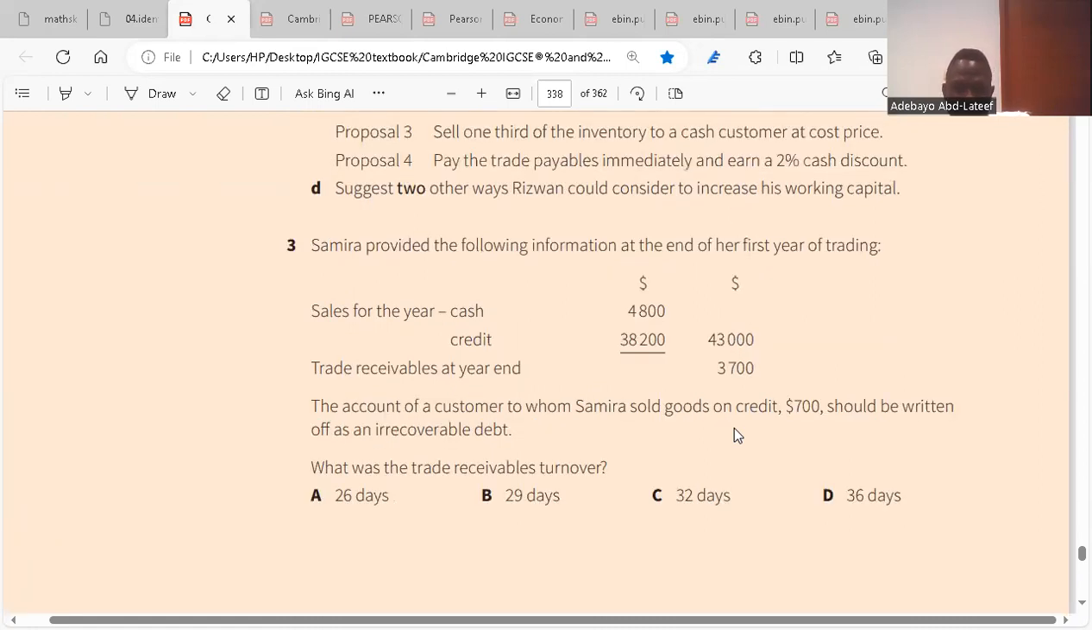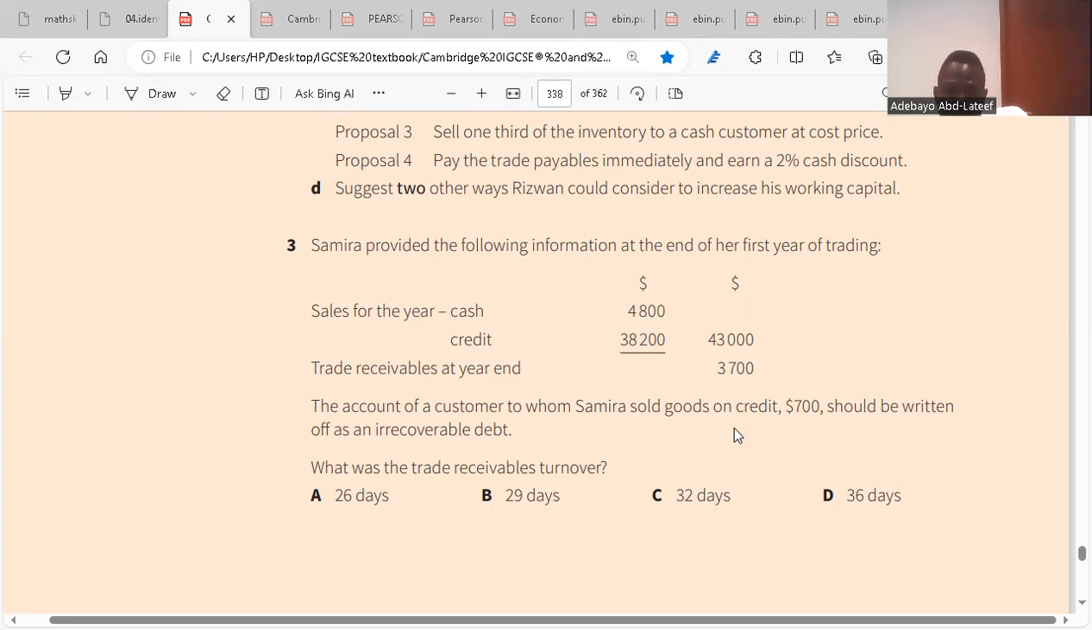Except for question 3. Look at question 3. It says Samira provided the following information at the end of her first year of trading. The account of a customer of whom Samira sold goods on credit, 700, should be written off as irrecoverable debt. What was the trade receivable turnover? So the total trade receivable will be what? Trade receivable will be 3,000, right? Yes, 3,000.